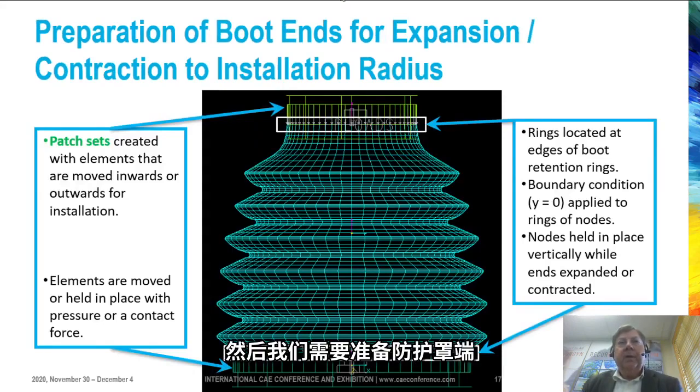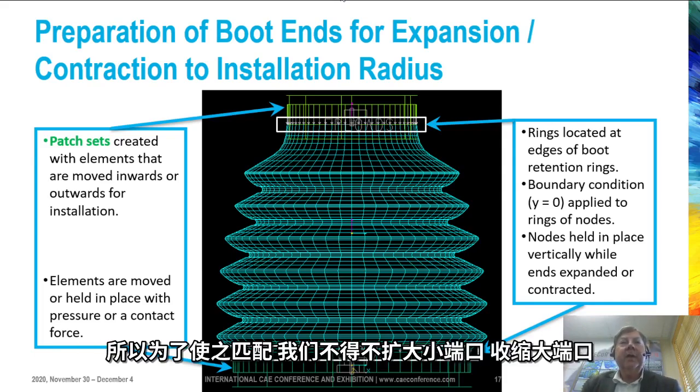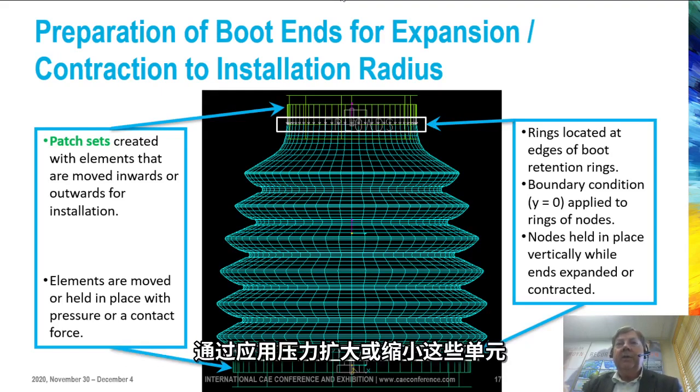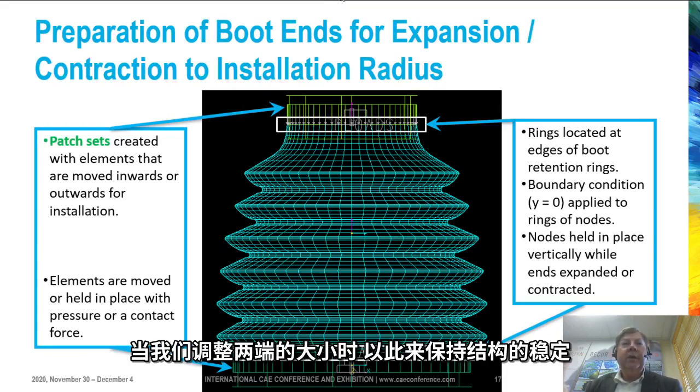So then we had to prepare the boot ends. In this case, the boot ends did not match the geometry in the half shaft that the boot was attached to. So we actually had to expand the small end and contract the large end in order to make things match. And we did that by applying a pressure either to expand or contract those elements. We had other boundary conditions we used to constrain the motion along the direction of the axis and so forth to keep the structure stable while we were adjusting the size of each end.